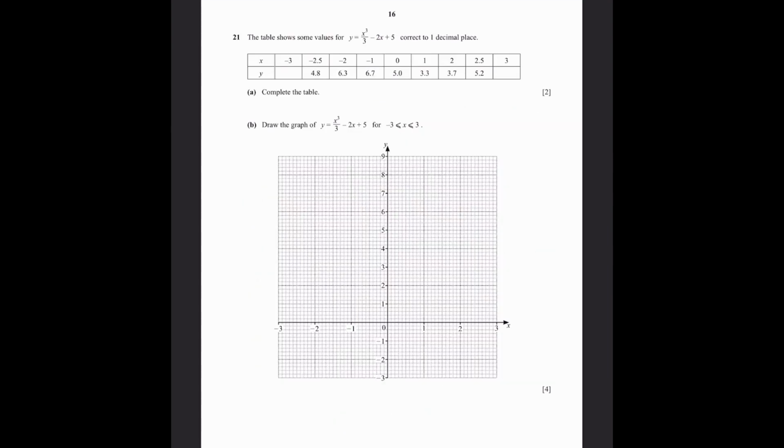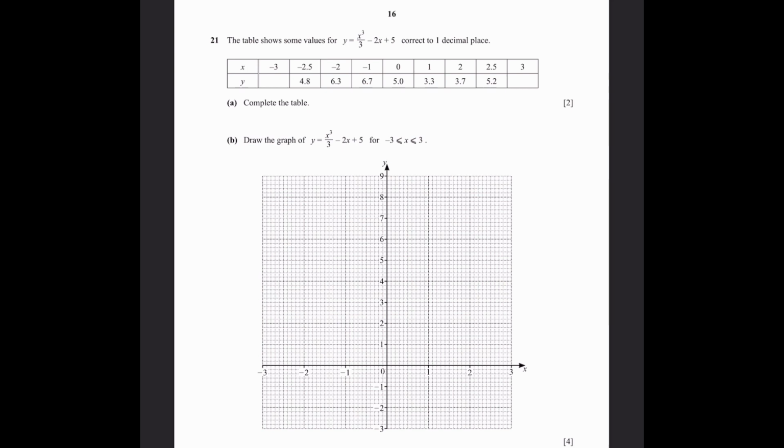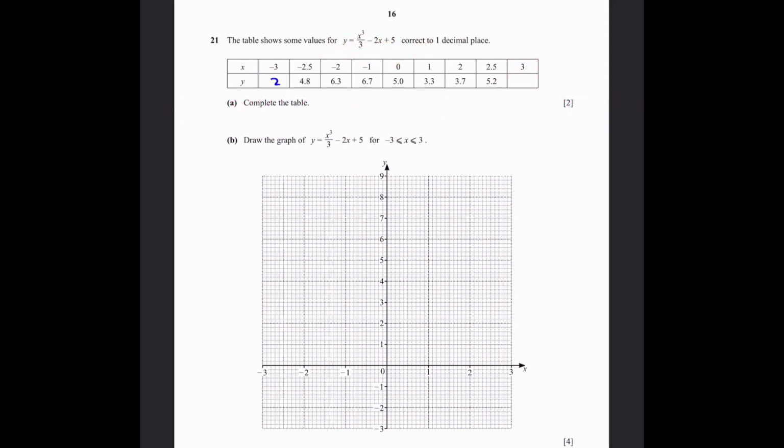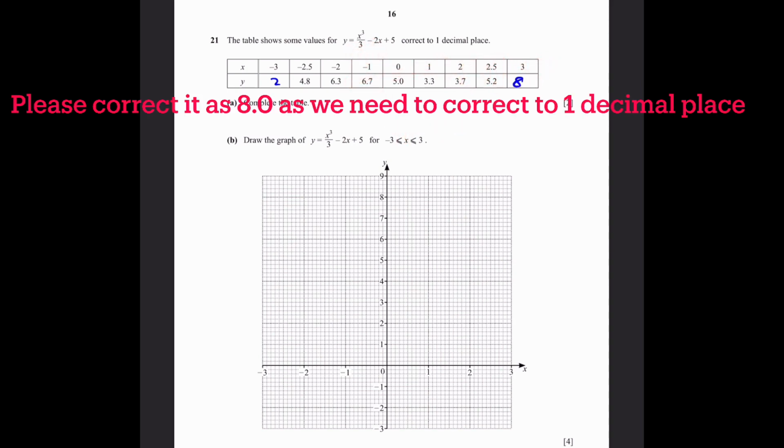Question 21. The table shows some values for y equals x cubed by 3 minus 2x plus 5 correct to one decimal place. A. Complete the table. So minus 3 we can substitute into this. So you get minus 9 plus 6 plus 5, which is 2. Now as for 3, we can get 3 cubed by 3 minus 2 times 3 plus 5, which is simply going to be 9 minus 6 plus 5, and doing that we get 8.